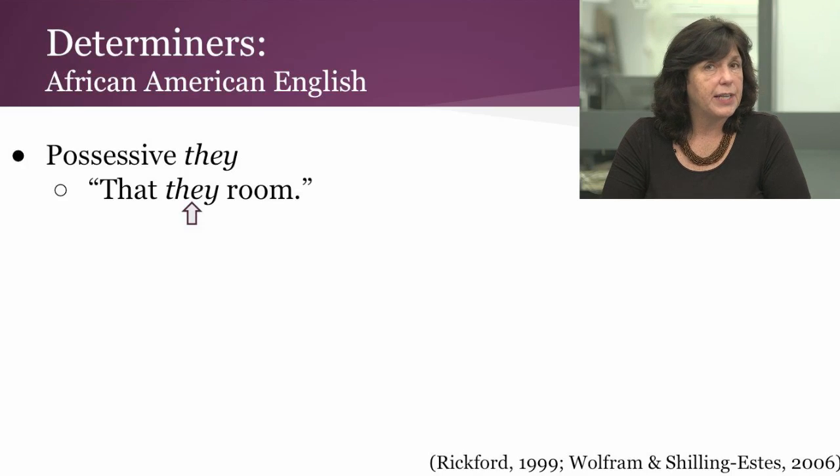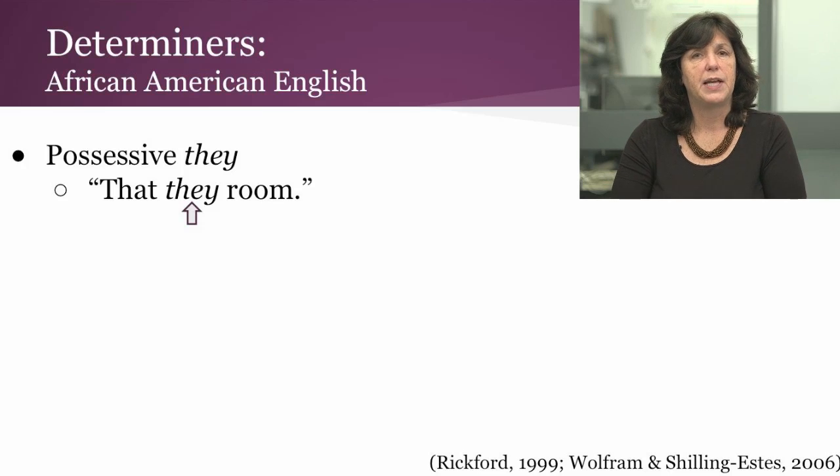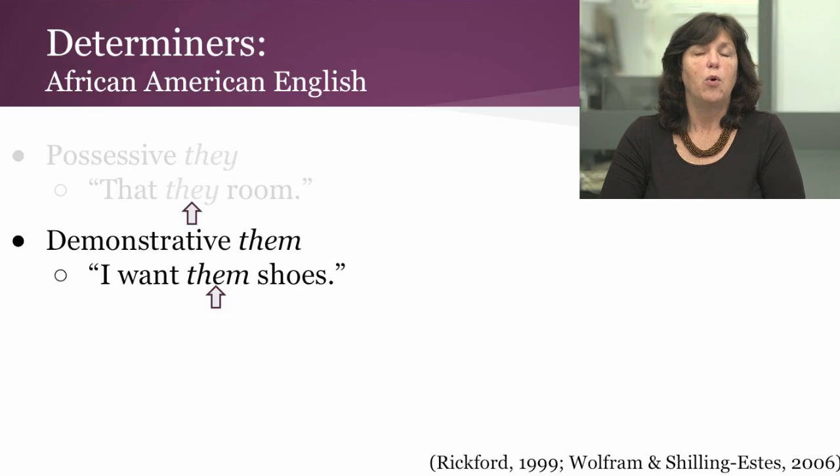In African American English, they can be used as a possessive determiner to mark the third person plural possessive. In Standard American English, one would say their room, but in African American English, it's grammatically correct to say they room. We might also see use of what is called the demonstrative them, where them is used as a demonstrative determiner, as in, I want them shoes.